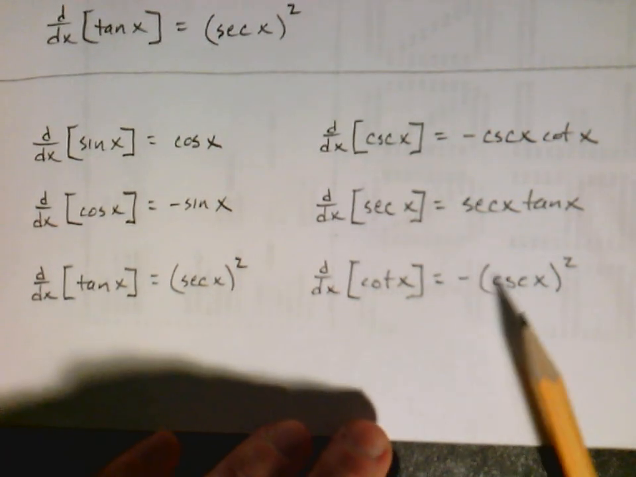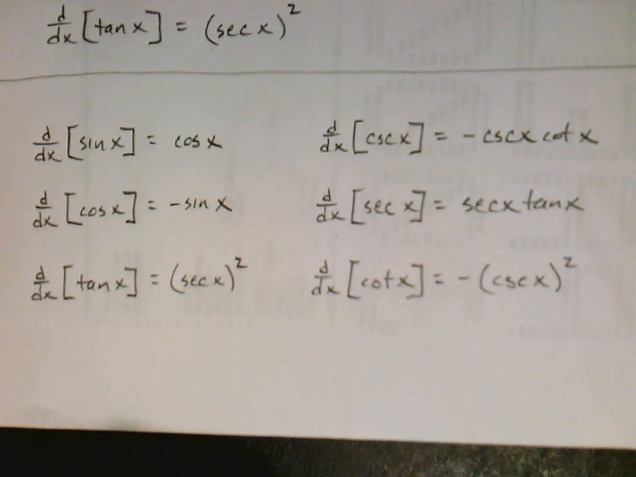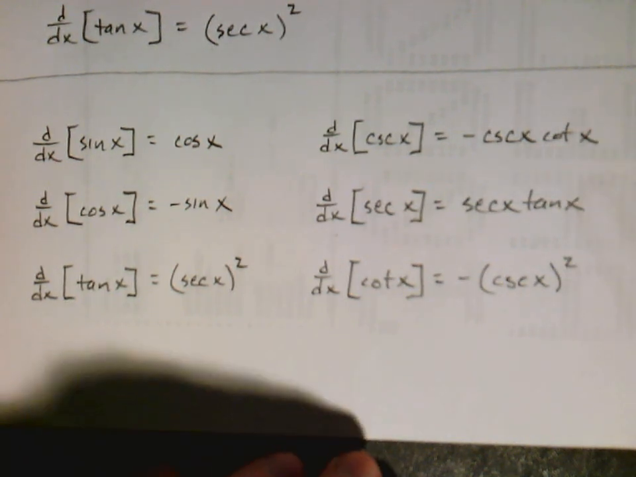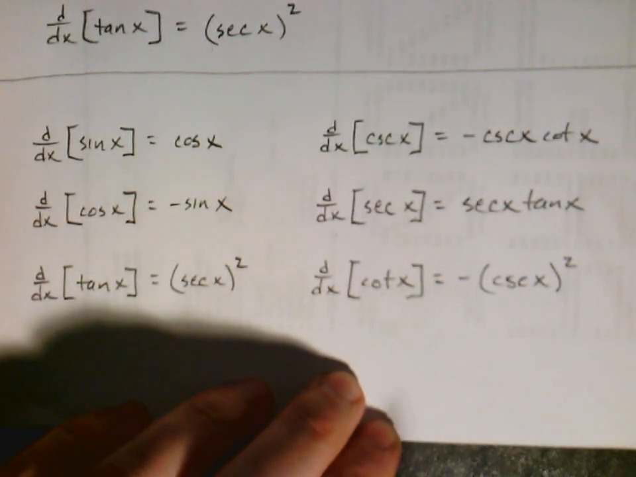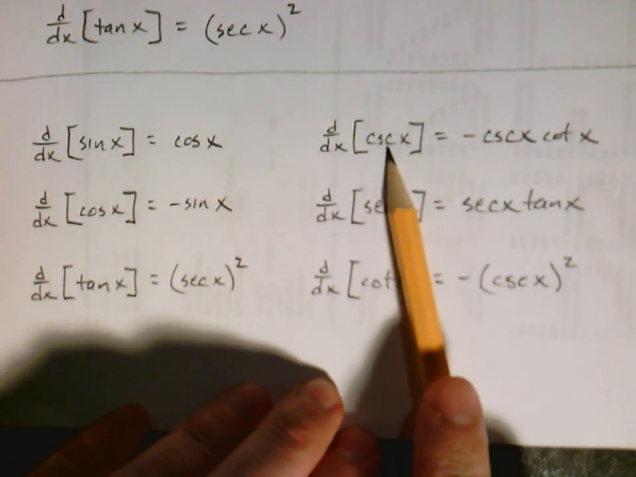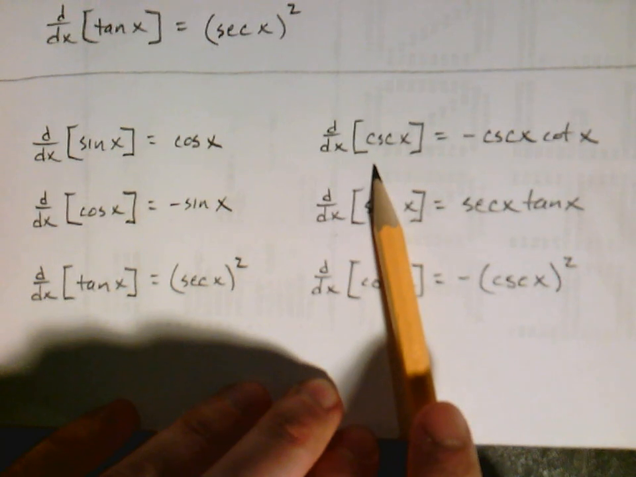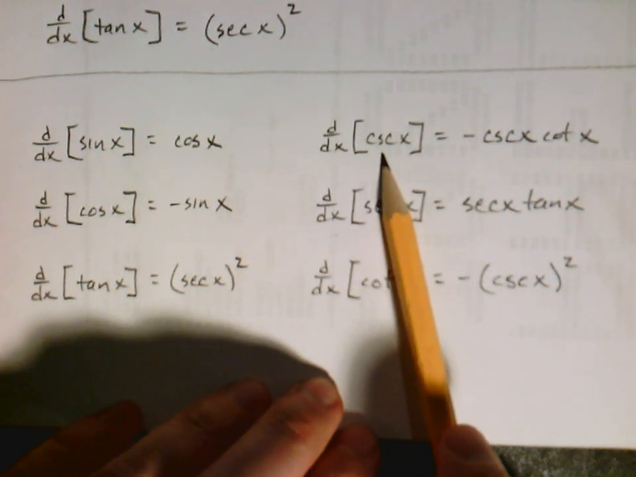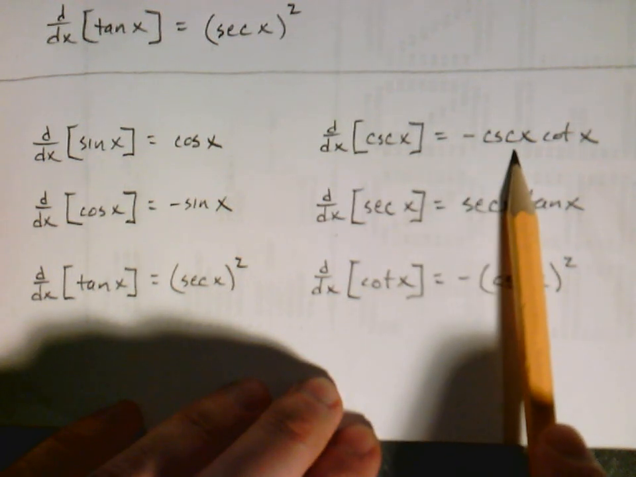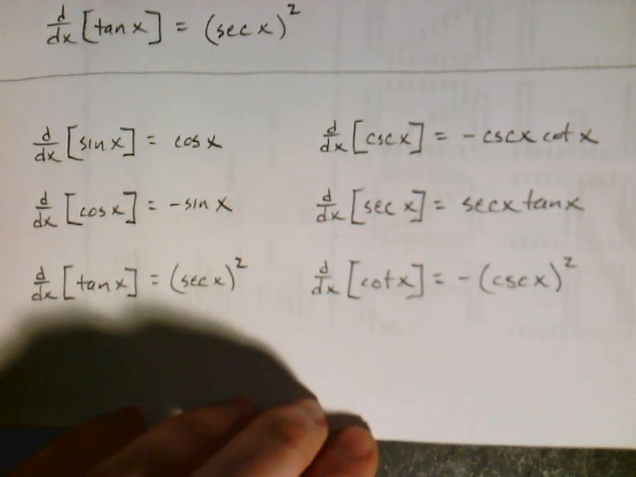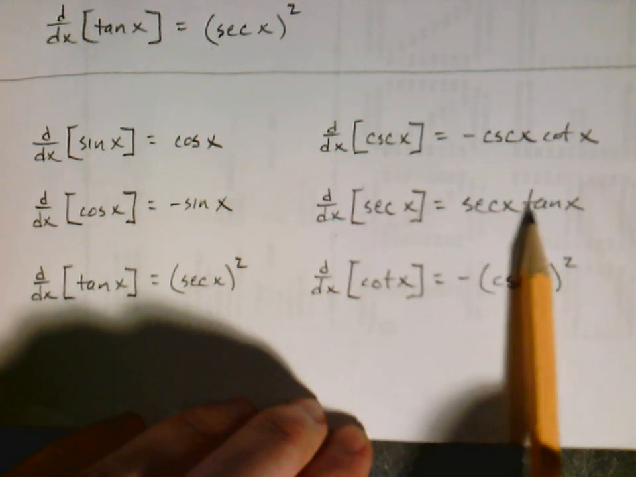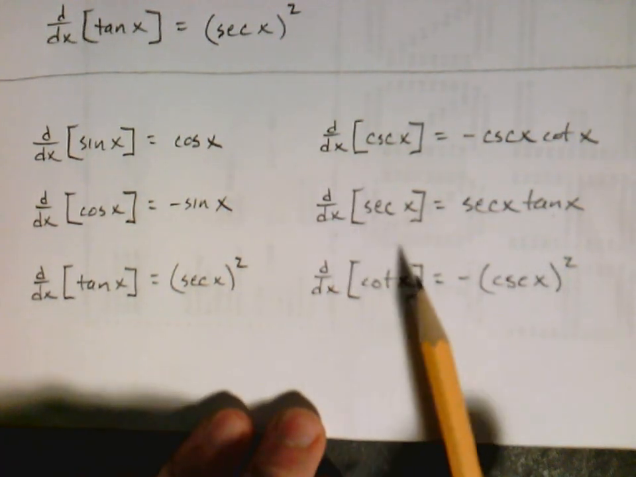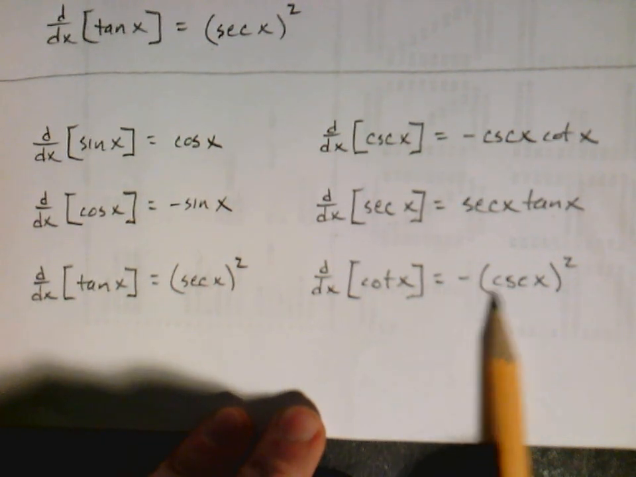And the other three have a little bit more going on, but we're going to try and make this easy to remember. The cosecant of x, derivative of cosecant x, is negative cosecant x cotangent x. Derivative of secant x is secant x tangent x. And derivative of cotangent x is negative cosecant x squared.